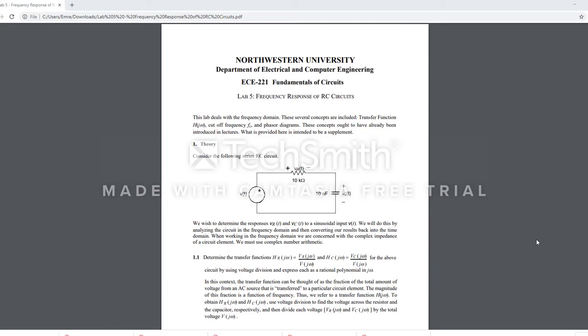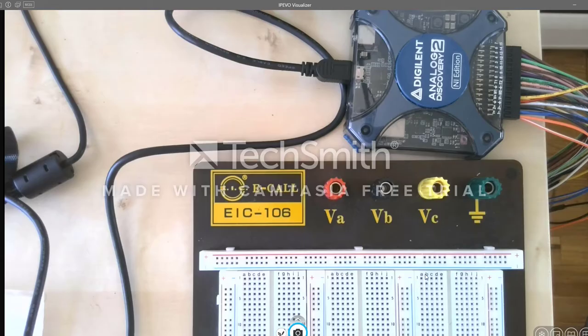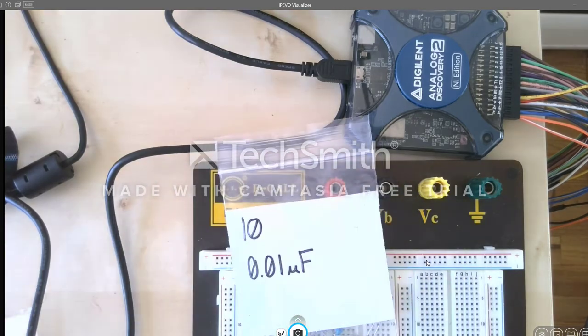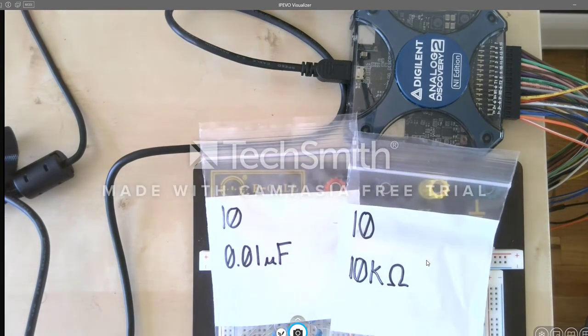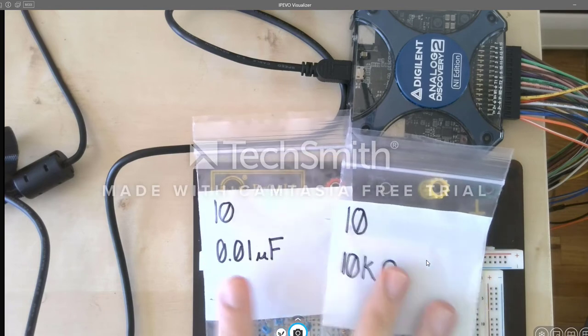Okay, the experimental part of the fifth lab is pretty straightforward. All we need to do is construct this RC circuit and find the frequency response of the resistor voltage and the capacitor voltage. So we need a 10 kilo ohm resistor and a 10 nanofarad capacitor, which we have.